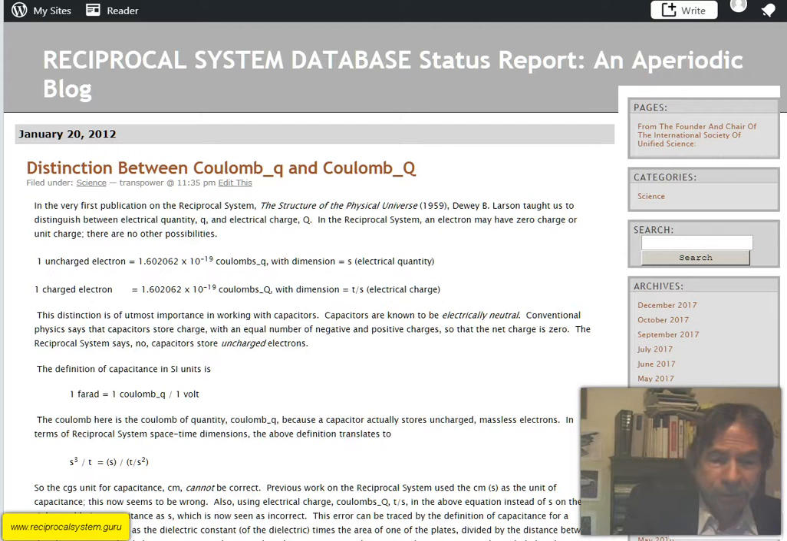In terms of reciprocal system space-time dimensions, the above definition translates to S cubed over T, which is what we find the dimensions of capacitance to be, equals S divided by T over S squared, which is the dimensions of volts. So the CGS unit for capacitance, centimeter, cannot be correct, because I should point out here the dielectric constant is considered to be dimensionless in the CGS system, but that turns out to be incorrect. Now, unfortunately, previous work on the reciprocal system used the centimeter as the unit of capacitance, and that turned out to be wrong.